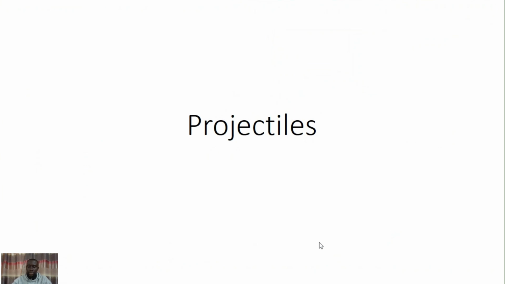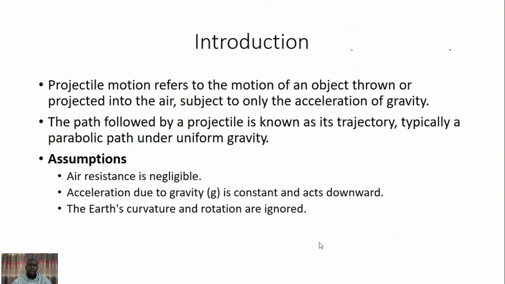In this video, I'll be talking about projectiles. Projectile motion refers to the motion of an object thrown or projected into the air. It's subject to only the acceleration of gravity, and the path taken by a body in projectile motion is known as trajectory. It is typically parabolic in nature.